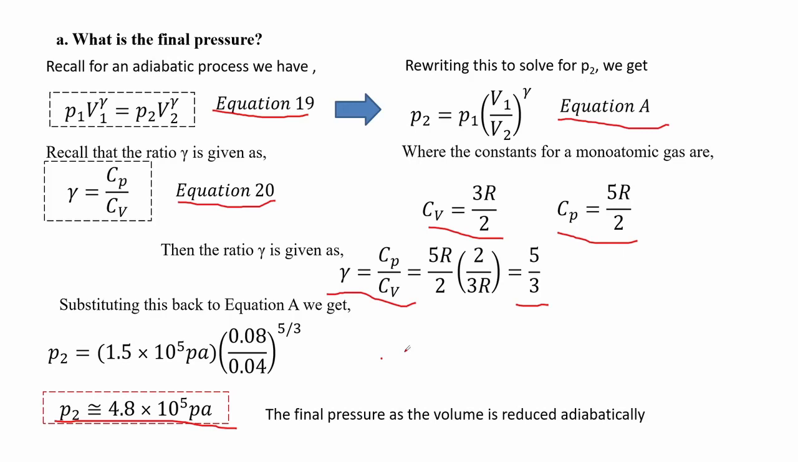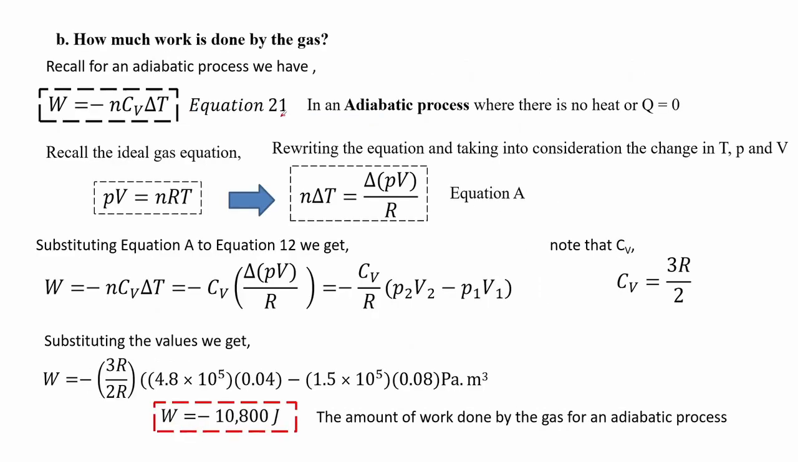For letter B, how much work is done by the gas? Recall for an adiabatic process we have equation 21. An adiabatic process has no heat flow, or Q equal to 0. Recall the ideal gas formulation which we rewrite as equation A. We then substitute equation A into equation 12 and note that the molar heat capacity for a monatomic gas is the ratio of 3 times the gas constant over 2. We get that the work done for an adiabatic process is negative 10,800 joules.